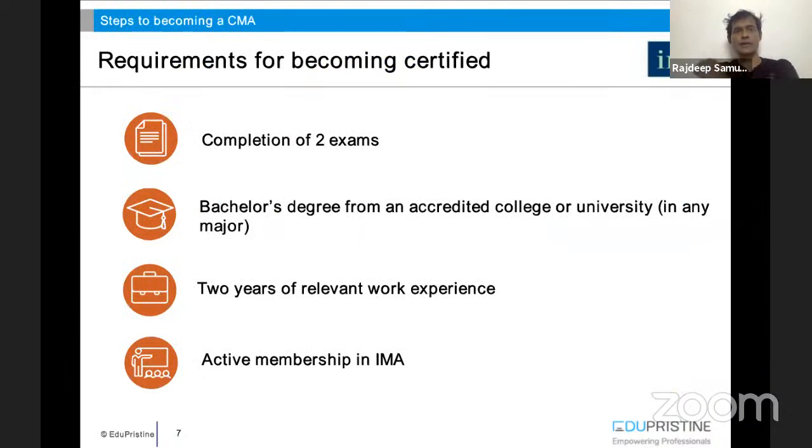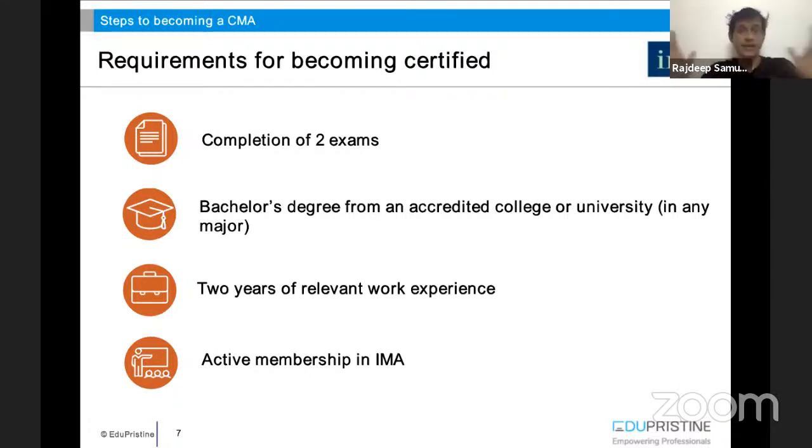Okay. Now, if you want to become a CMA, what are the main steps? You need to complete 2 exams, part 1 and part 2. You also need a bachelor's degree from a college or university in order to become a certified charter holder, and 2 years of work experience. So 2 exams, 3 years of college, which is a bachelor's degree, and 2 years of work experience.